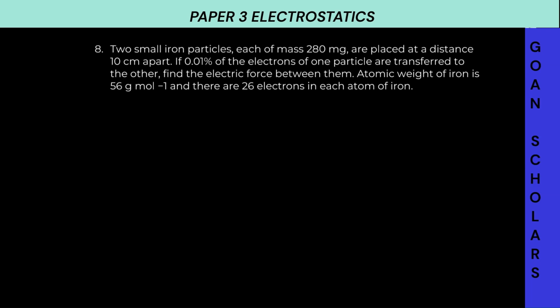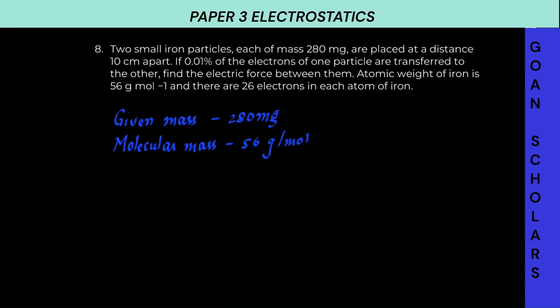First of all, let's go into finding the number of electrons in each 280 milligram of iron. To calculate the electrons, this is a particular method. We will find moles. So what is the given mass? Given mass here is 280 milligrams. And what is the molecular mass of iron? Molecular mass is 56 grams. So be very careful. You have to convert here. So molecular mass of iron will be given here 56 grams per mole.